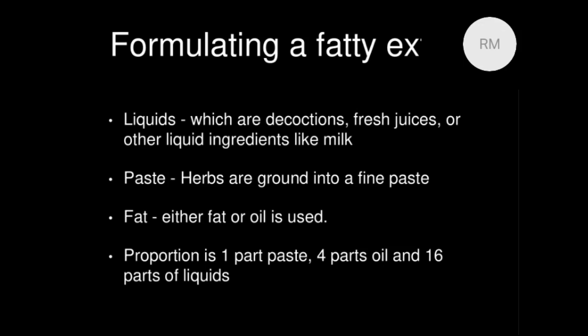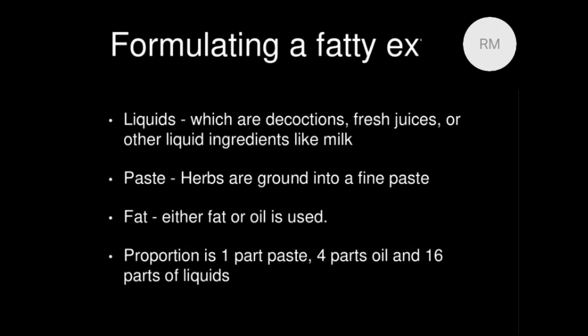So we need to take these ingredients in a particular proportion. When you make a medicated oil, we use 1 part of paste, which means all herbal ingredients are ground well and made into a paste. And to this we add 4 parts of oil and then 16 parts of the liquid. So in a ratio of 1:4:16, we take the paste, we take oil, and we take the liquids. And then we mix them and stir them together. So is this clear?